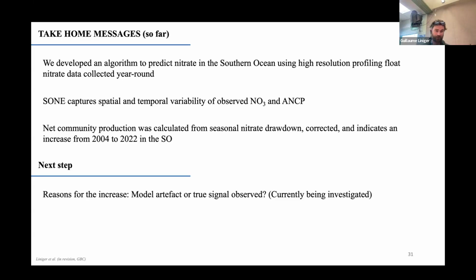And so currently what we're doing is trying to find the reasons for that increase, whether it is a model artifact or a true signal that is observed.